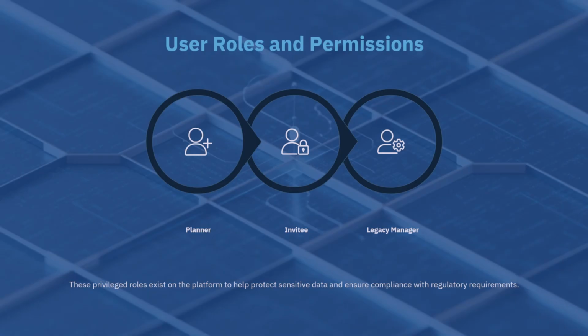Role-based access control is a core part of Take Care's security model, helping ensure users only see and do what's appropriate for their role. There are three main privilege roles. Planner, the primary user who creates and manages their end-of-life plans, including sensitive personal documents. Invitee, a trusted person granted access by the planner to review or contribute to these plans. And legacy manager, a special type of invitee who can switch an account into legacy mode after the planner passes away, triggering the release of stored messages and locking the account from further edits.